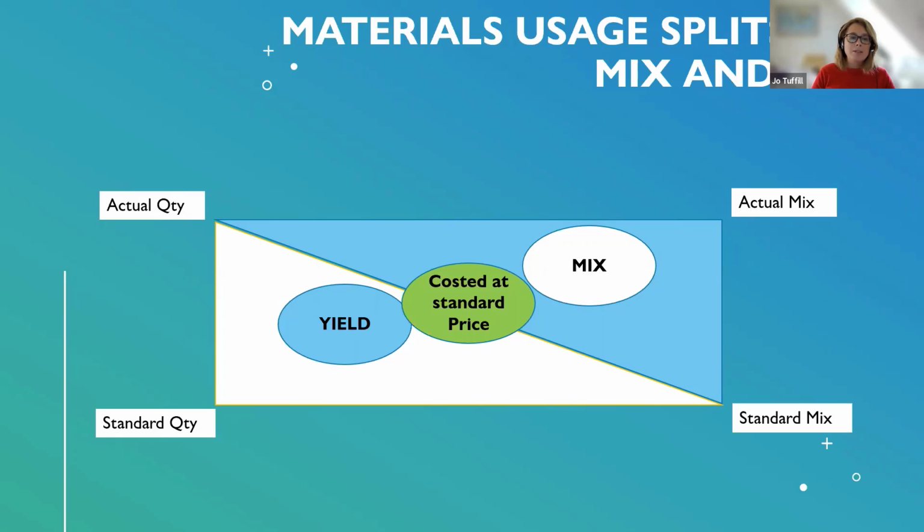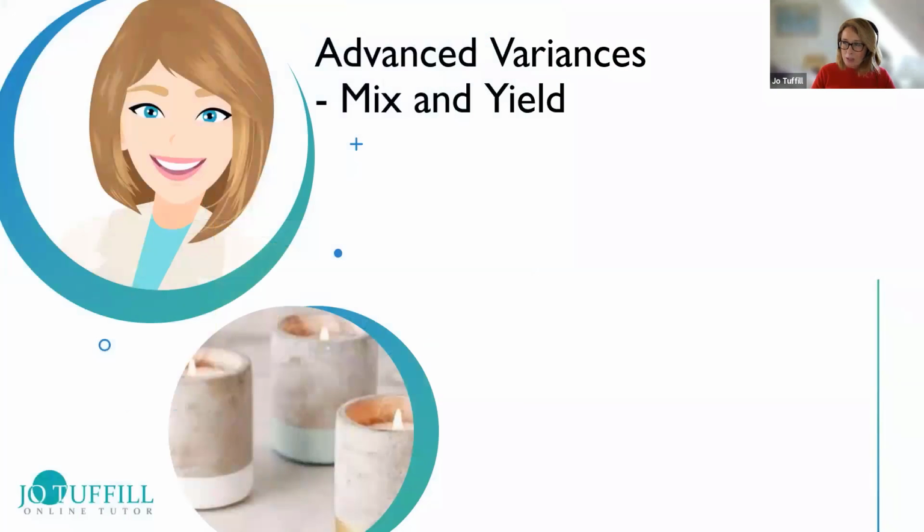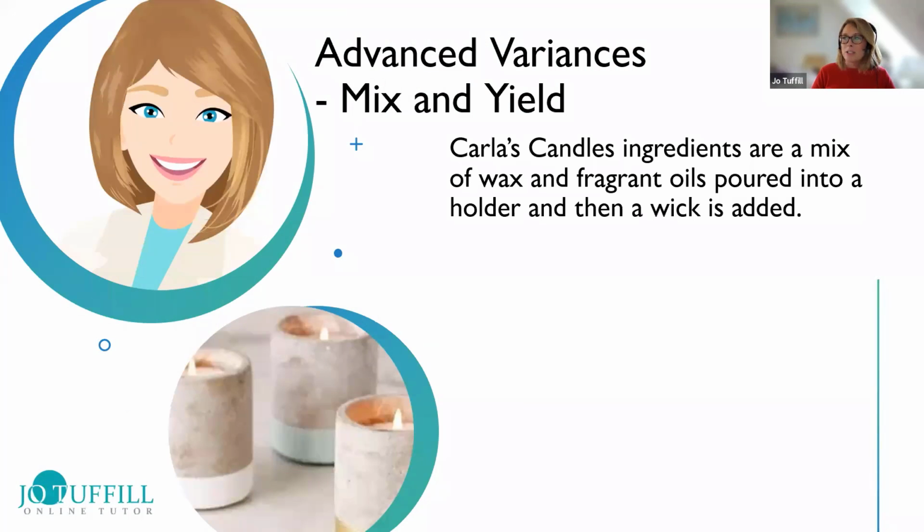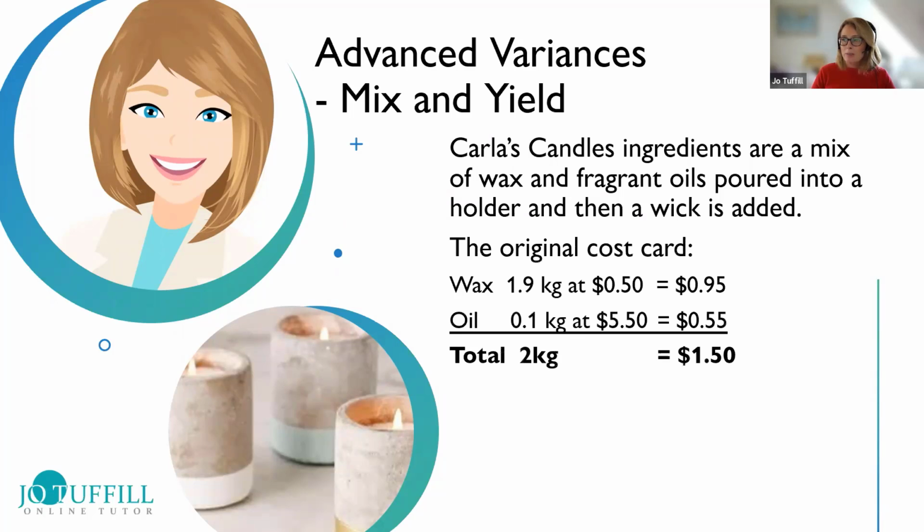So I've got a narrative here to put this into practice for you. Carla's candles have ingredients of wax and fragrant oils, okay? And the original cost card is this. You've got 1.9 kilograms of wax and 0.1 kilograms of oil going into a candle. And there's the prices for each of the wax and the oil. So the standard is 2 kilograms of materials going into a candle.